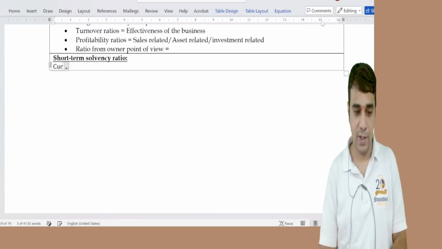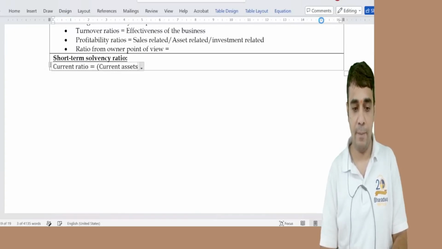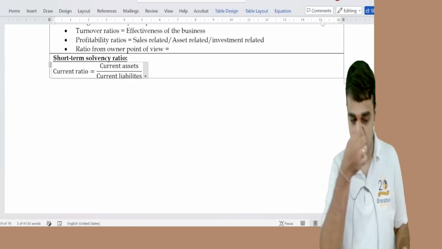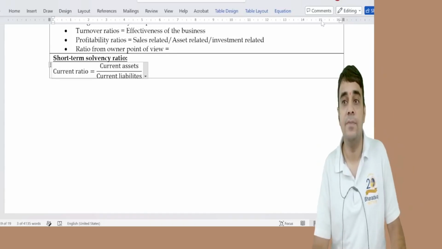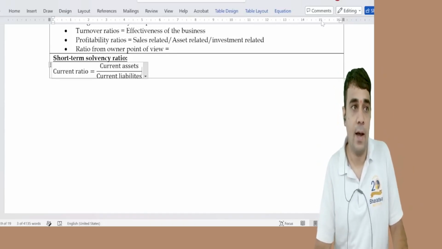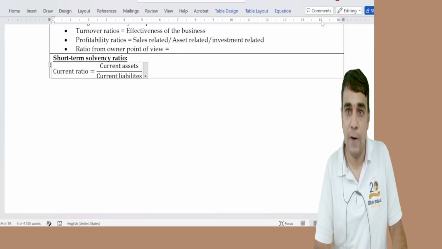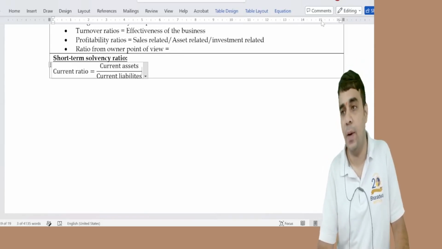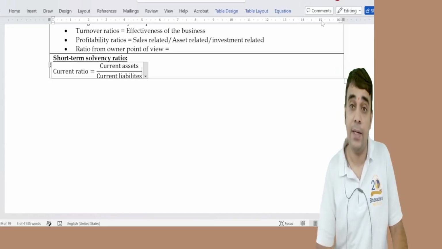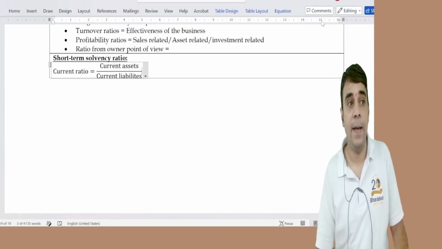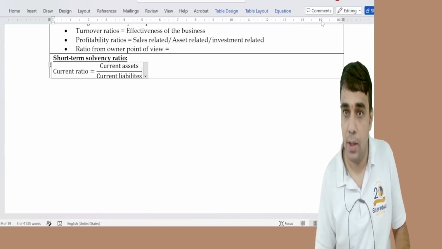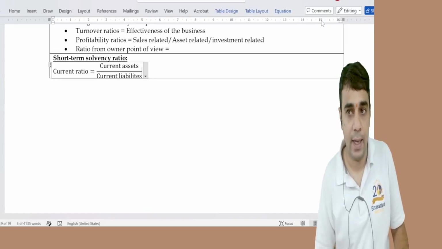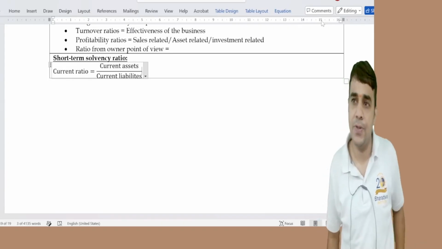Let's start. The first ratio is current ratio. You are aware. What is the formula? Current assets by current liability. What is the meaning of current assets? Those which are convertible into cash within a period of 1 year. Within 12 months, if you can convert, that is called current asset. What is current liability? Those which are repayable again within 12 months. Is there any ideal current ratio?